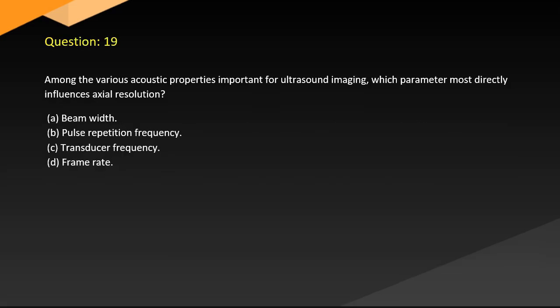Question 19. Among the various acoustic properties important for ultrasound imaging, which parameter most directly influences axial resolution? A. Beam width. B. Pulse repetition frequency. C. Transducer frequency. D. Frame rate.